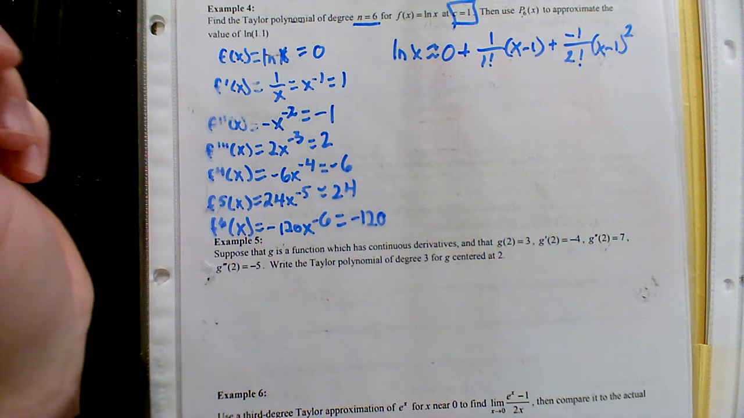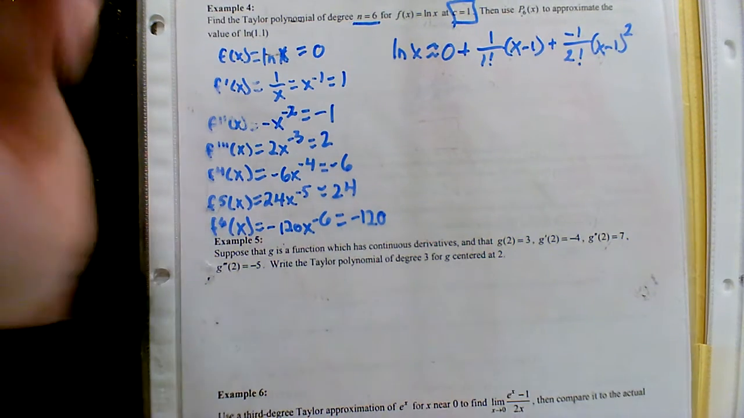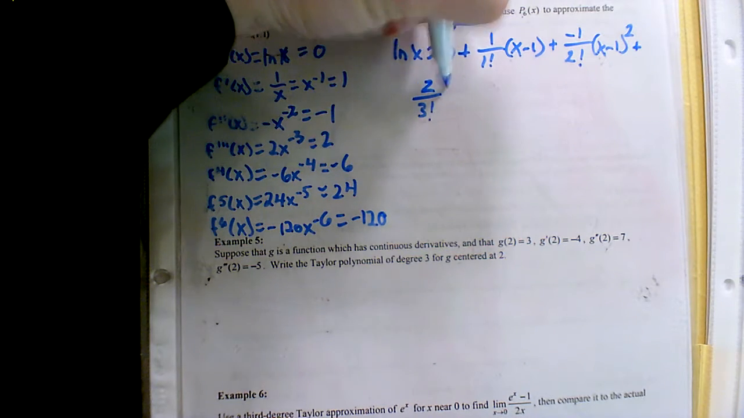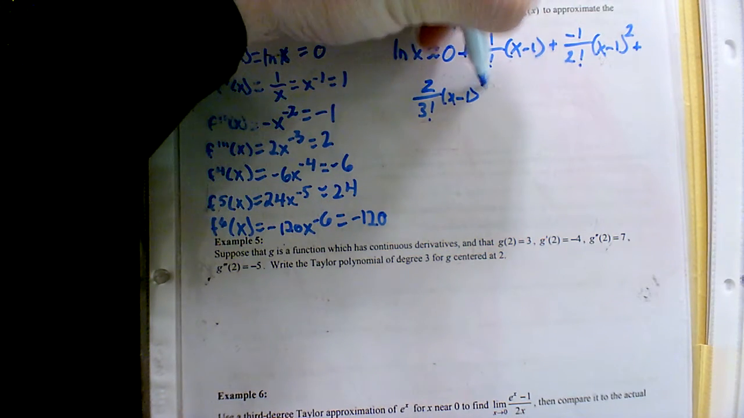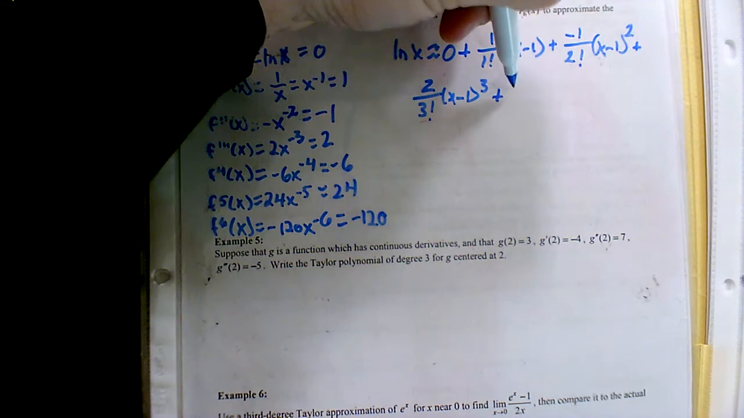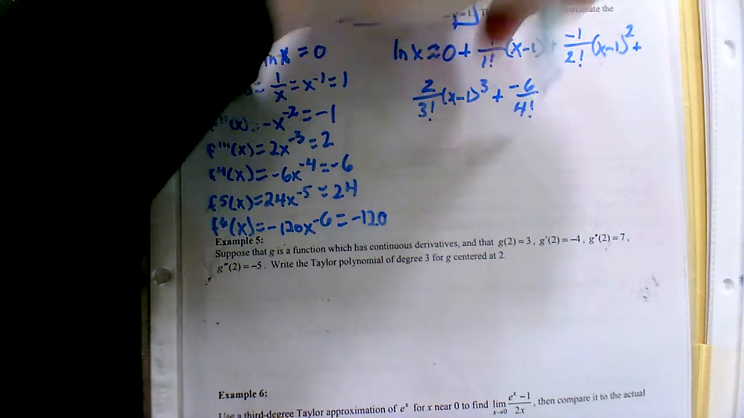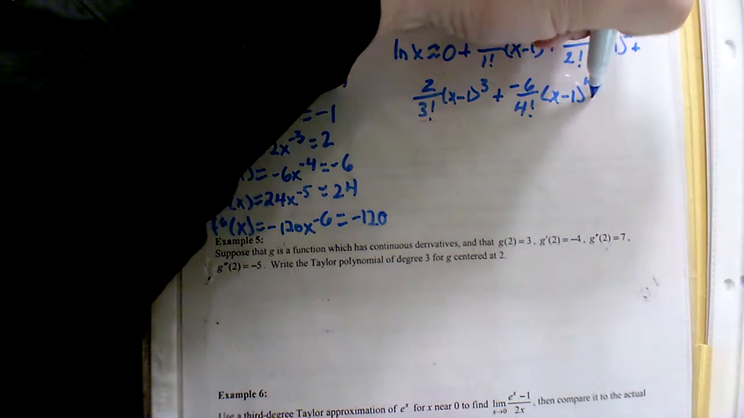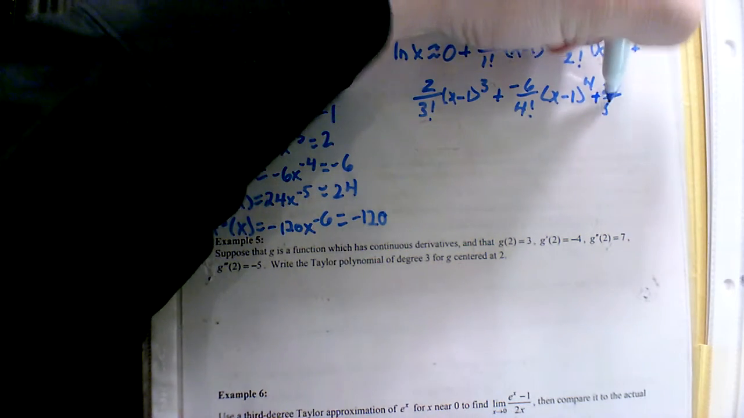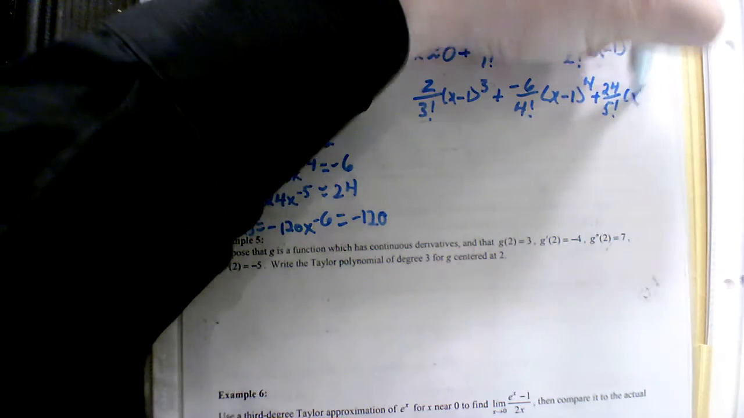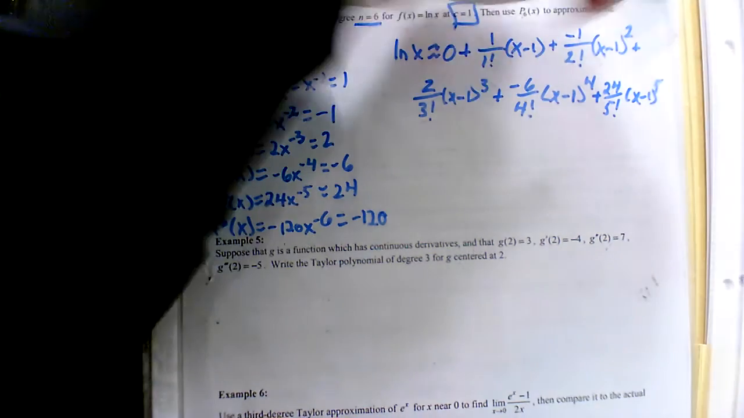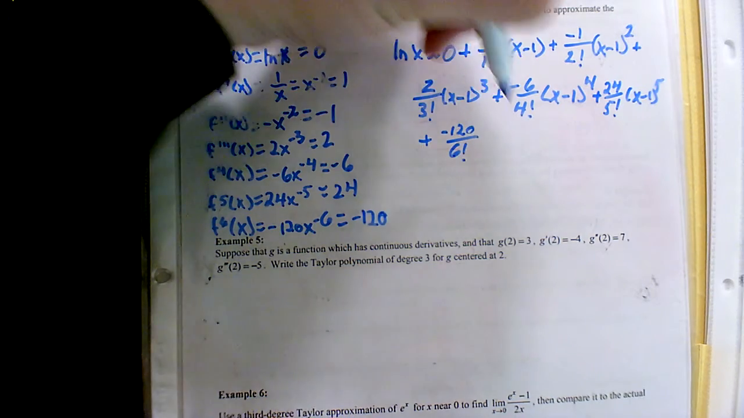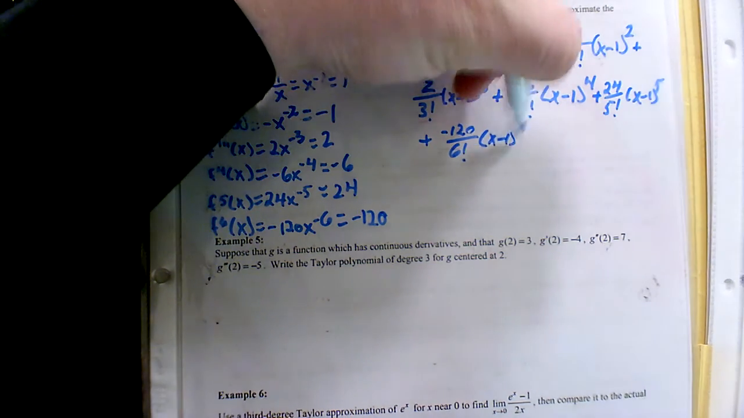And then we have to continue on. We're going to write these out until we get to the sixth derivative. So the next one would be plus 2 over 3 factorial x minus 1 cubed plus negative 6 over 4 factorial x minus 1 to the 4th plus 24 over 5 factorial x minus 1 to the 5th plus negative 120 over 6 factorial x minus 1 to the 6th.